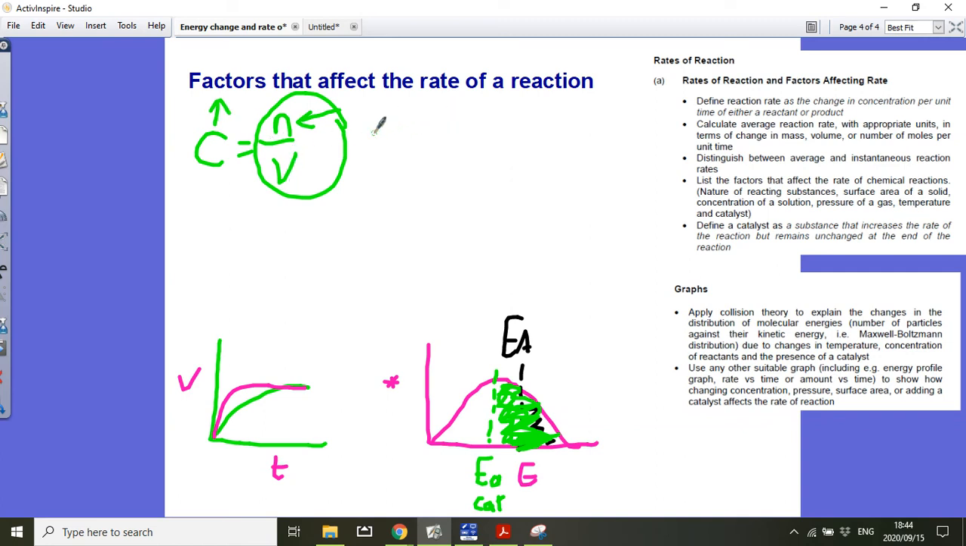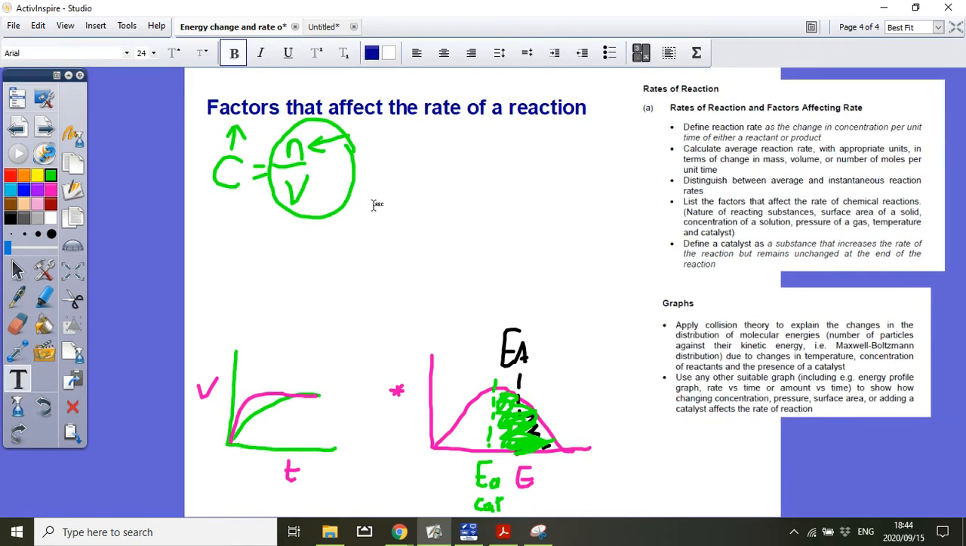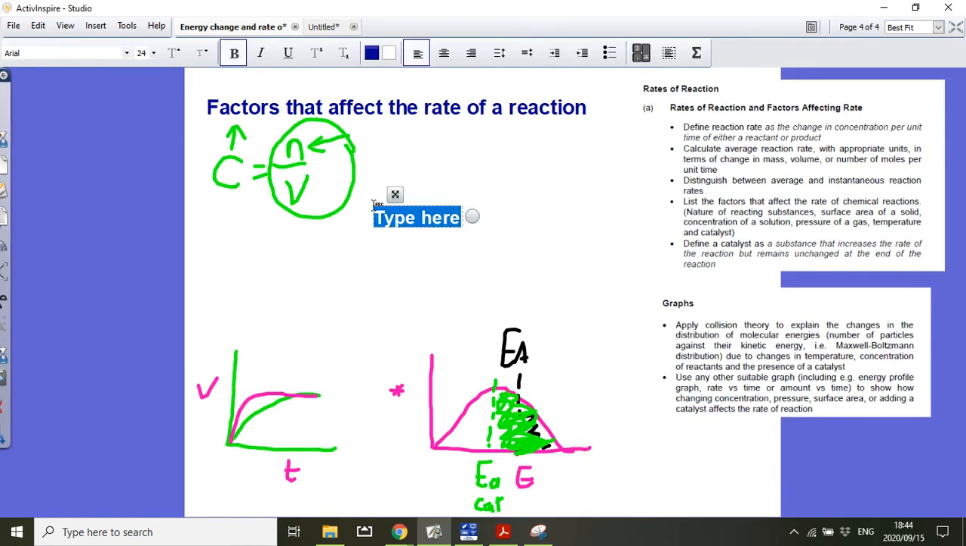So I'm going to have more particles, and that is going to be your first point. So I'm not going to write concentration because you have it there. So for concentration, you're going to say an increase in concentration means there are more particles. You can say moles if you want, per unit volume, because that is what concentration is. If there are more particles per unit volume, more collisions will take place in general.